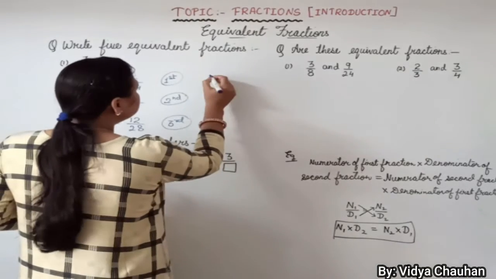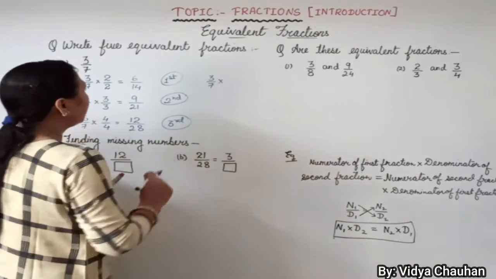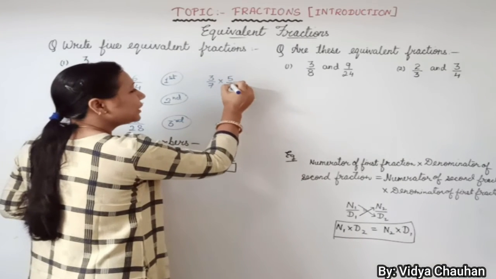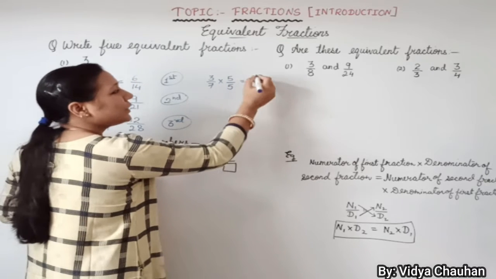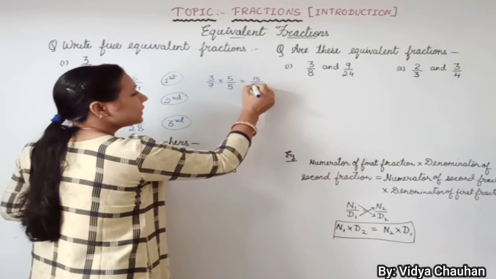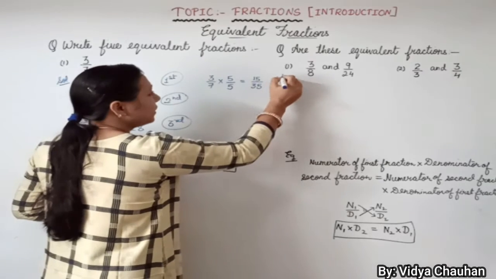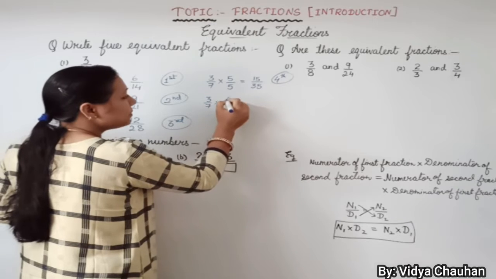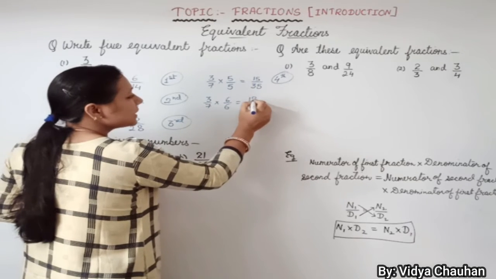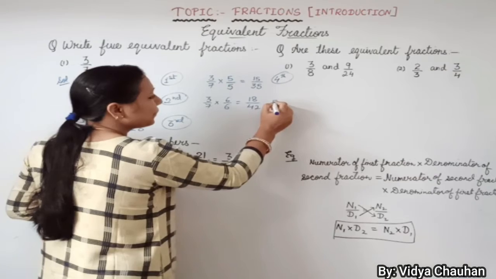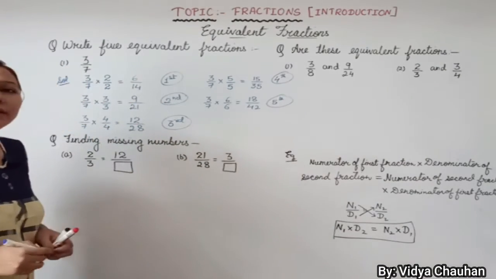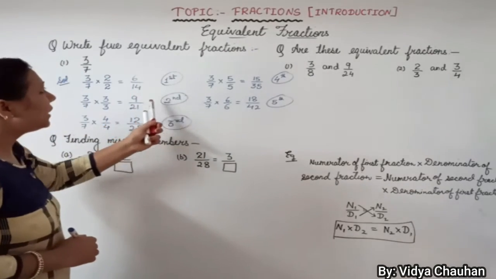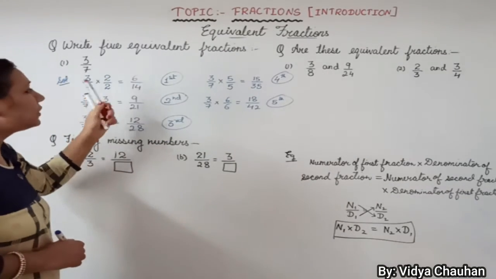For the next 2, by which number should I multiply? I multiplied by 2, 3, 4. Next is 5, both numerator and denominator by 5. 5 3s are 15 and 5 7s are 35. This is my fourth equivalent fraction, and the last one is 3 upon 7 multiplied by 6 and 6. 3 6s are 18, 7 6s are 42. This is how you can calculate equivalent fractions for any given number. So here we have calculated 5 equivalent fractions for 3 upon 7.